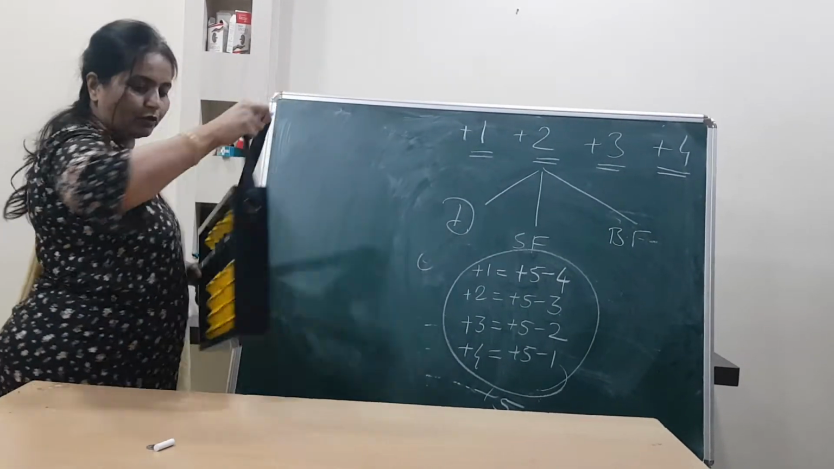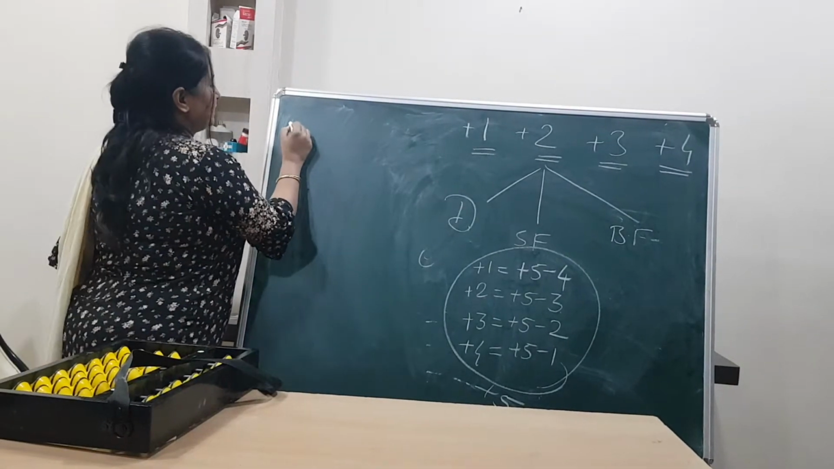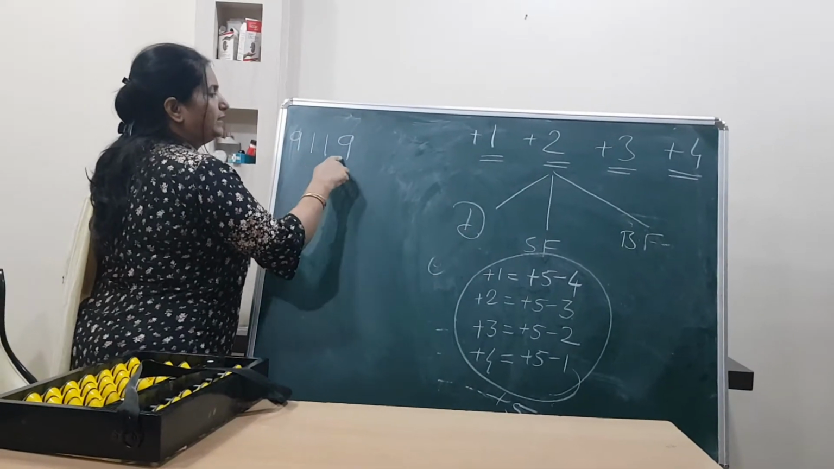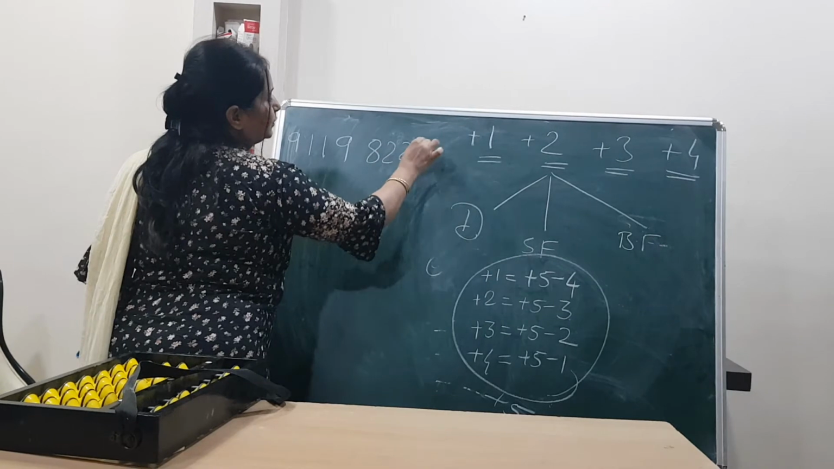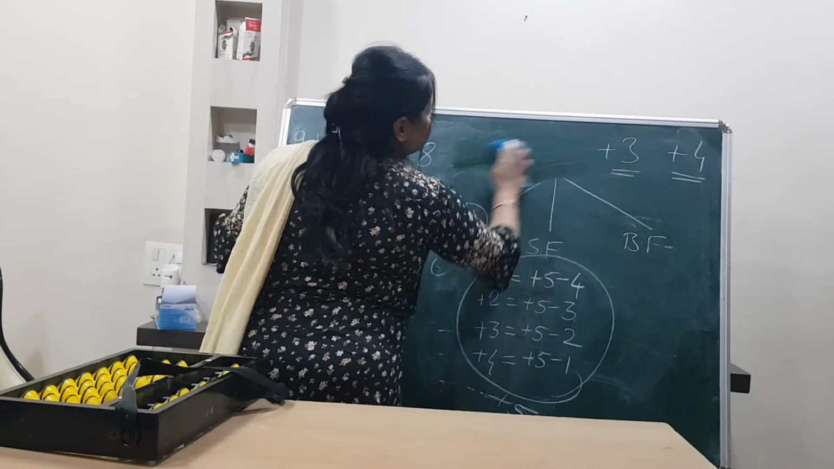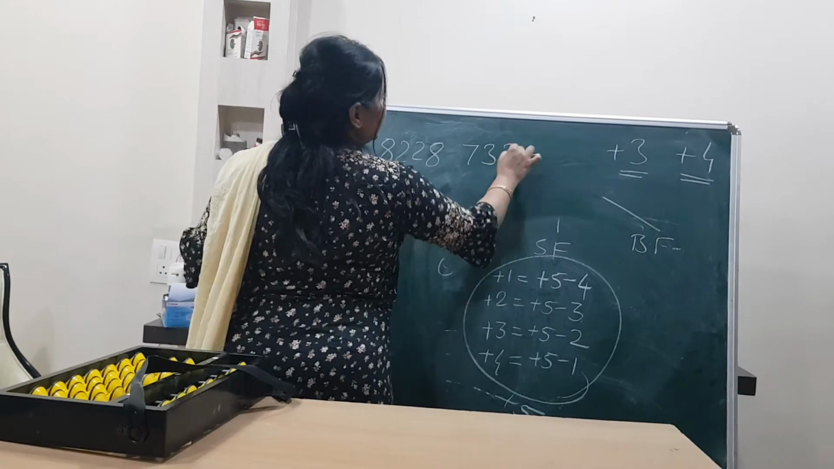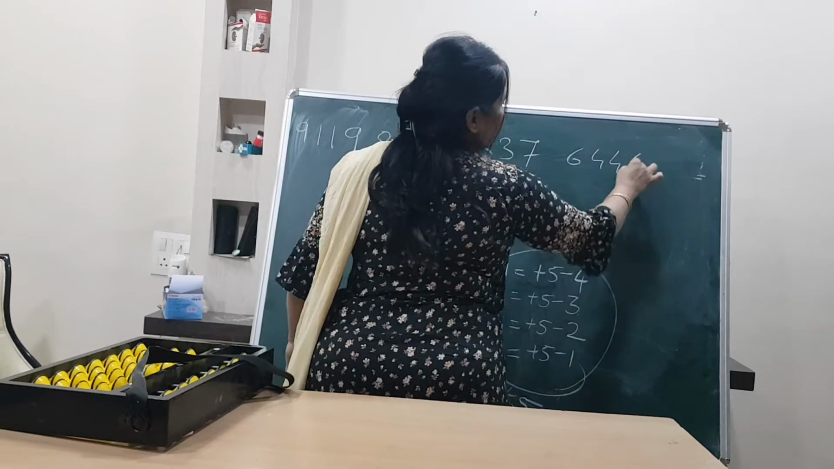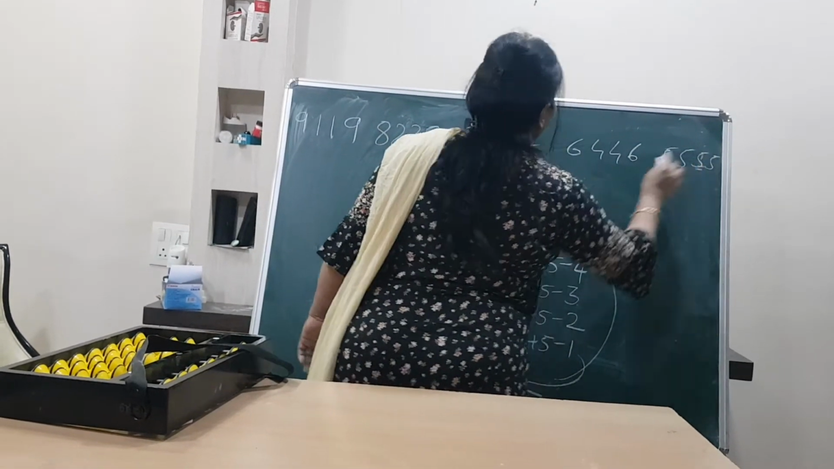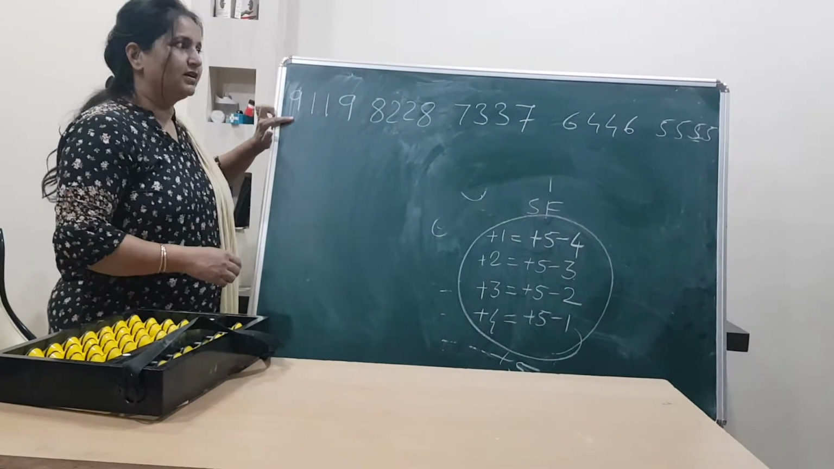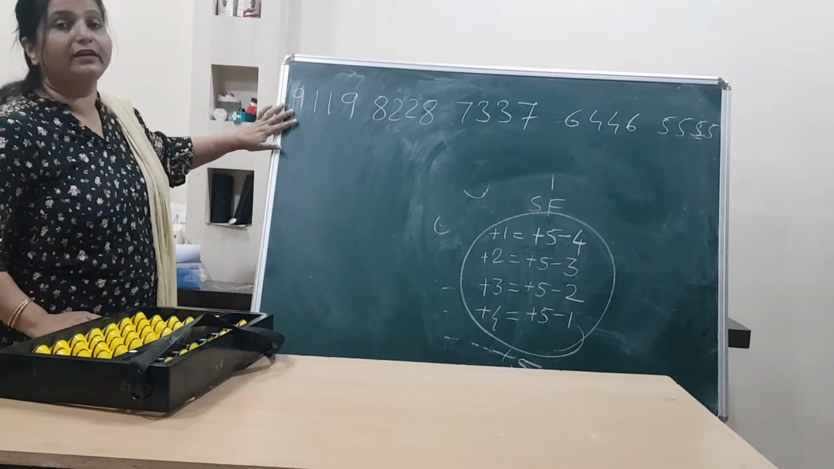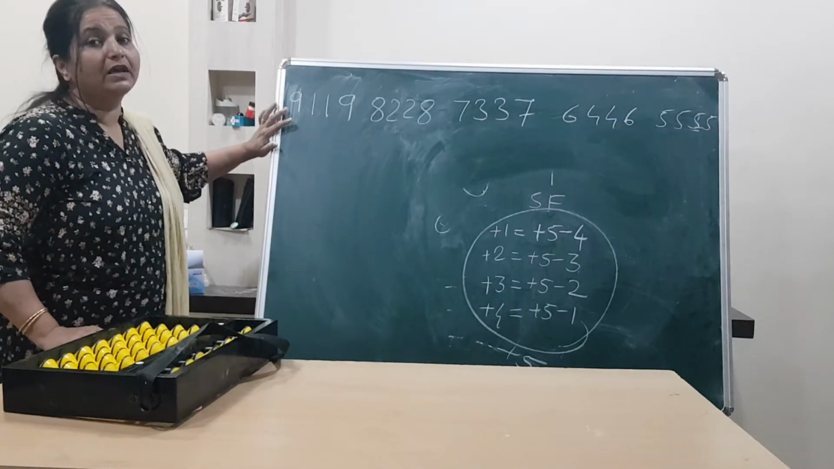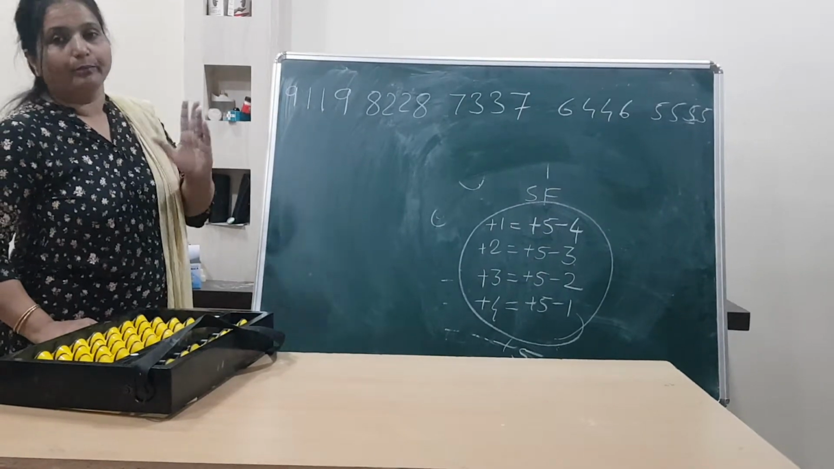For the time being I will take out the abacus and show. See, 9 1, 1 9, 8 2, 2 8. You have to practice for 1 minute. 7 3, 3 7, 6 4, 4 6 and 5 5. Daily you have to say this and write it, thrice in a day. Children, the more thorough you are with the friends, the more quickly you will perform the sums.